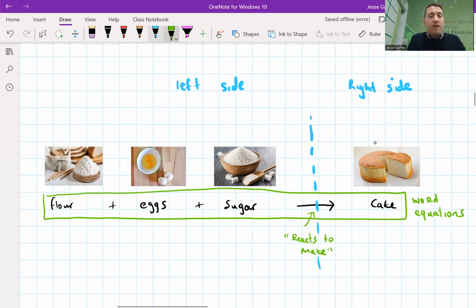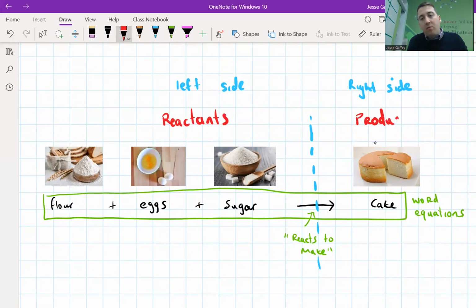So scientists use a word for these things on the left here. These are the things we start with. So in this case, it would be the flour, the eggs, and the sugar. Scientists call these things the reactants. The reactants in a reaction. So these are the things we began the reaction with. These are the reactants. And then they call the things on the right here, what we have at the end, the products.